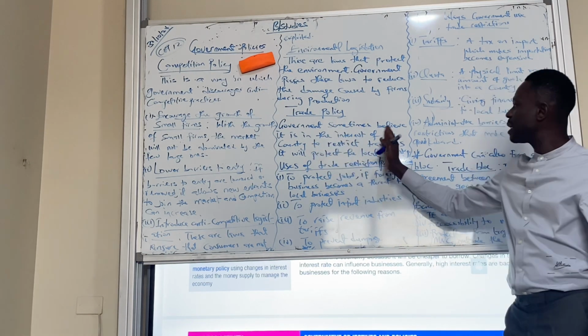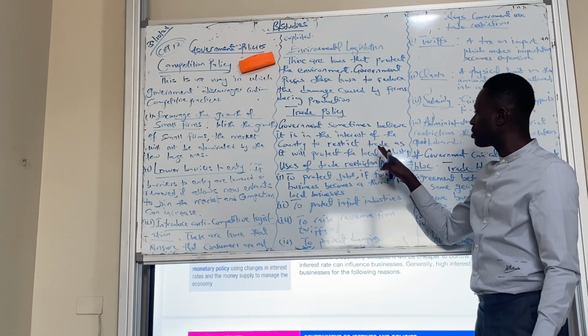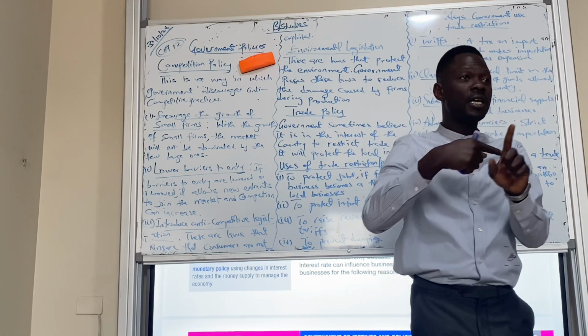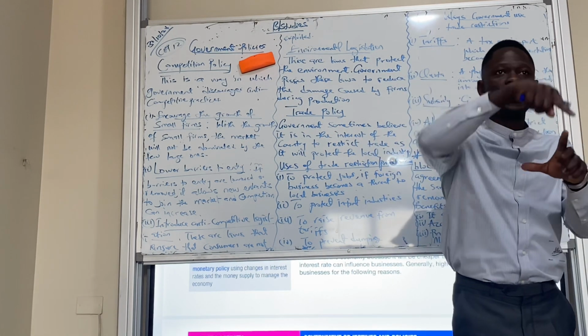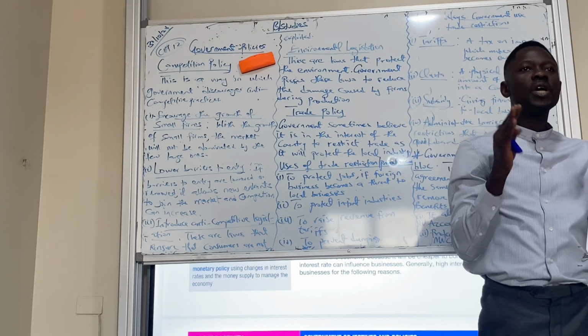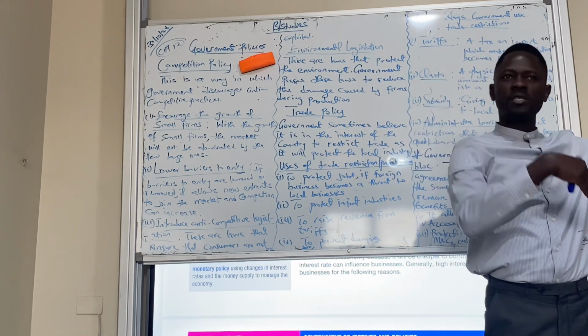Government sometimes believes it is in the interest of the country to restrict trade, as it will protect the local industry. Because there is international trade and there is internal trade. Internal trade means trade within the country, and international trade means trade between countries. So you can trade with Turkey, Tunisia, Spain, and the rest.